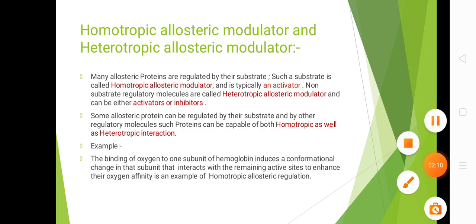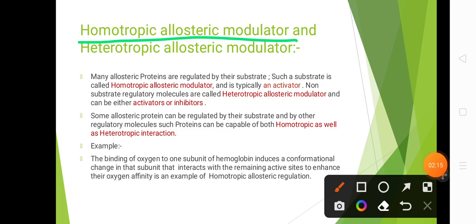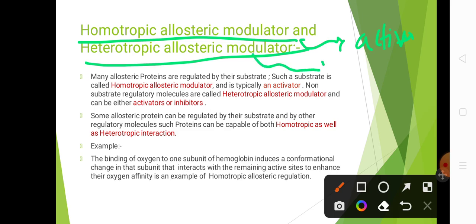So remember, a homotropic allosteric modulator is in most cases an activator. Okay, but a heterotropic allosteric modulator in most cases can be both an activator as well as an inhibitor. Okay, so that is the idea of homotropic allosteric modulator and heterotropic allosteric modulator.